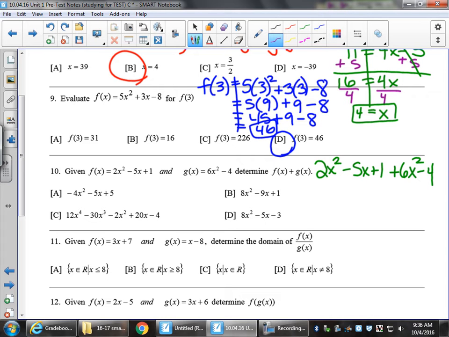What like terms do we have? 2x squared and a positive 6x squared makes what? 8x squared. Minus 5x next. Do you have any other x terms? No. And then what's left? Positive 1 minus 4, negative 3. So my answer is D. Good job. Work on number 11.